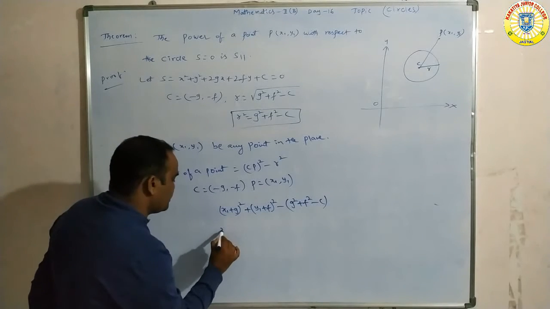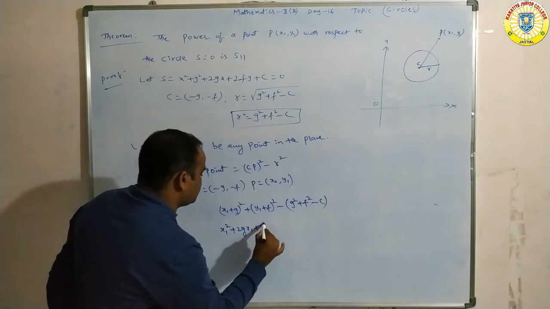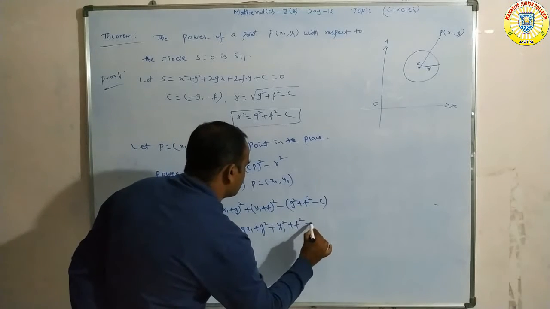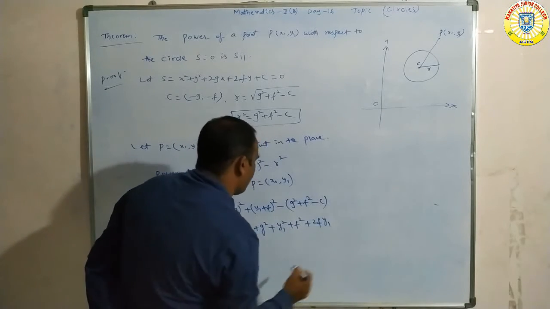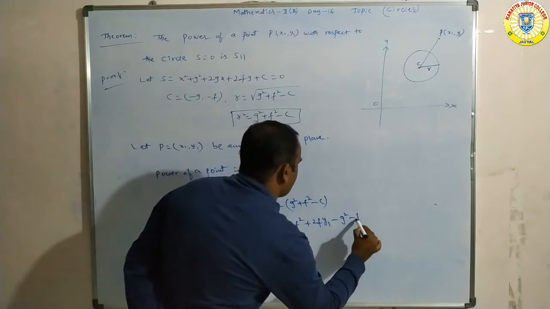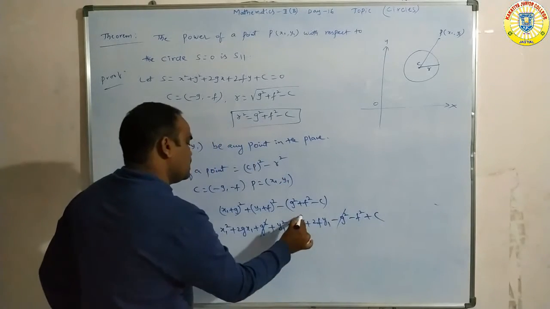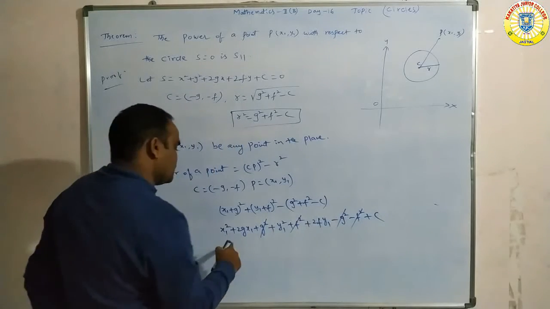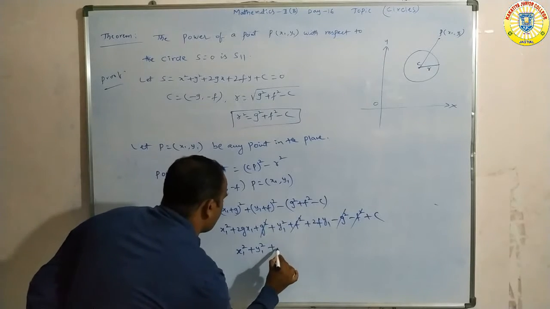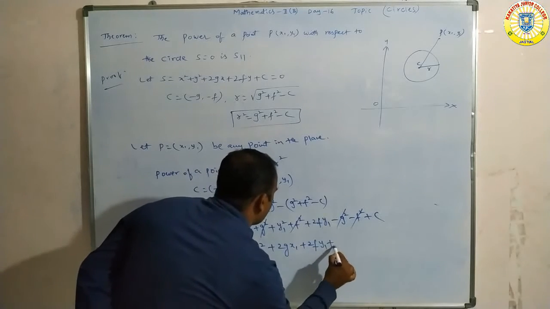x1 plus g whole square is x1 square plus 2gx1 plus g square. y1 plus f whole square is y1 square plus 2fy1 plus f square. Then minus g square minus f square plus c. The g square terms cancel and the f square terms cancel. We get x1 square plus y1 square plus 2gx1 plus 2fy1 plus c.